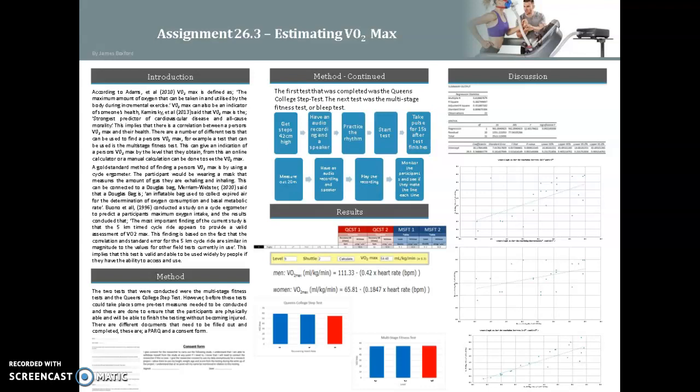However, looking at the graph, the first graph here is a scatter graph to show the correlation between the multi-stage fitness test VO2 max and the Queen's College Step Test, and it is clear to see that there is a weak positive correlation. This means that the result from one of the tests can mean a similar result to the other test. So for example, if you only had access to the multi-stage fitness test and couldn't access the Queen's College Step Test, the multi-stage fitness test would be an accurate way of measuring this.